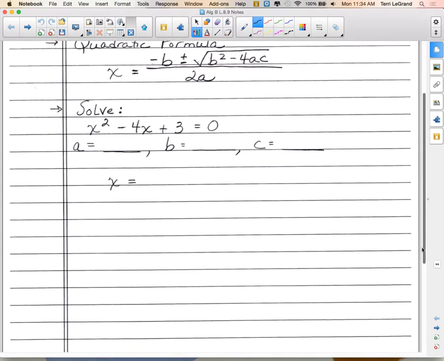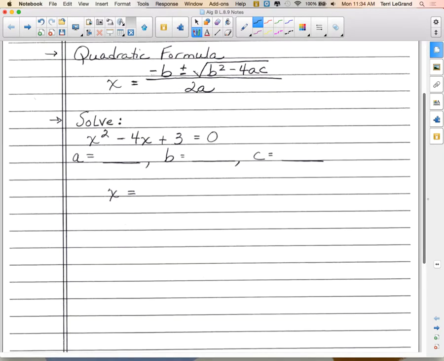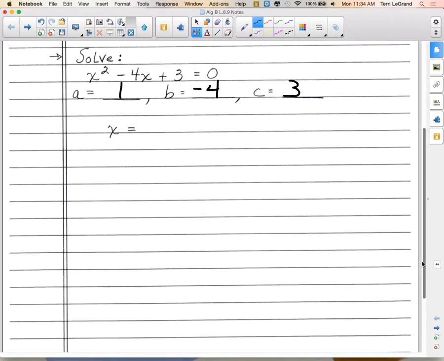So I told you to go ahead and identify A, B, and C. Was it in standard form ready for you? Yes. Okay, so what is A? 1. B is -4, and C is 3. Okay, so we're going to substitute into our quadratic formula, and you're going to write it enough.